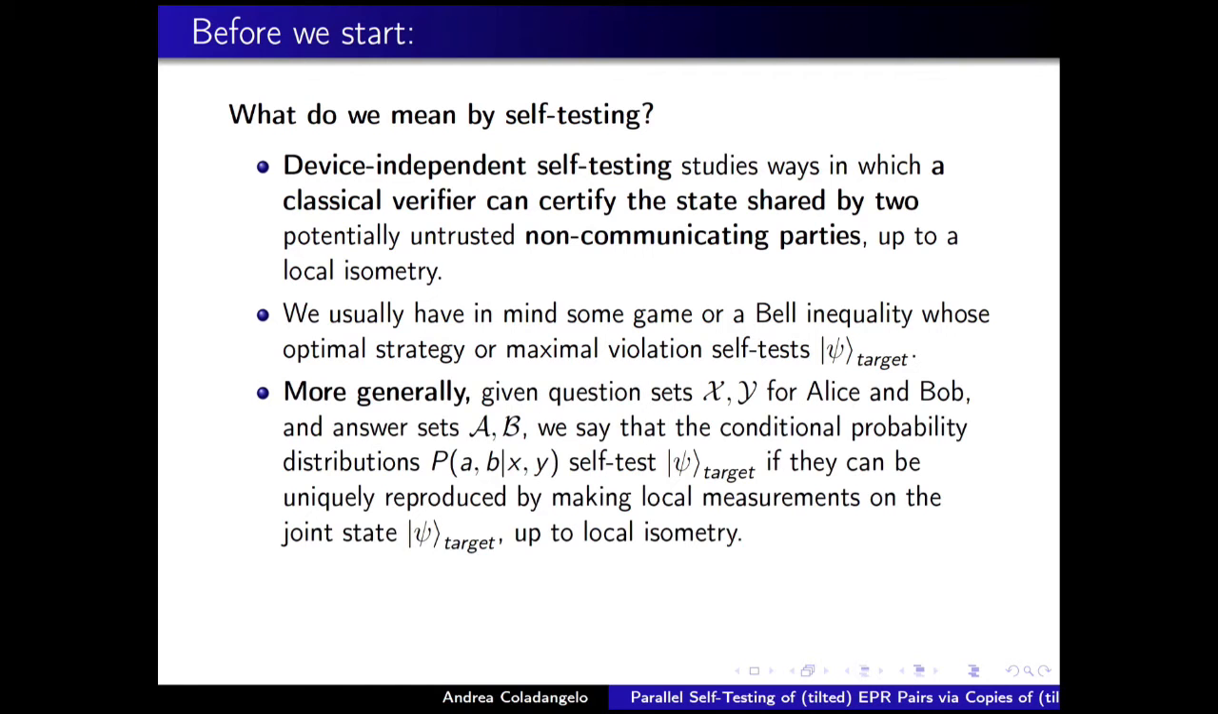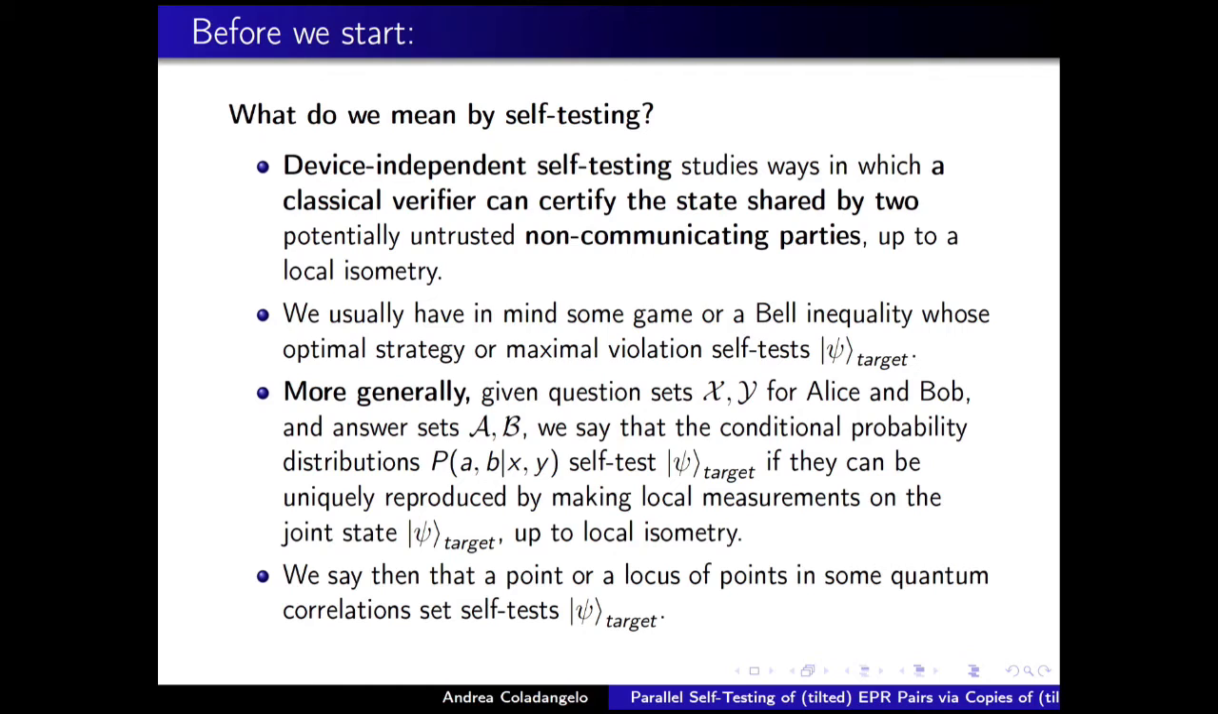But more generally, I would like to say that a set of correlations, so conditional probability distributions P(AB|XY) of answers given questions, self-test a target state if they can be uniquely reproduced when the two parties make local measurements on the joint target state, up to some local isometry.